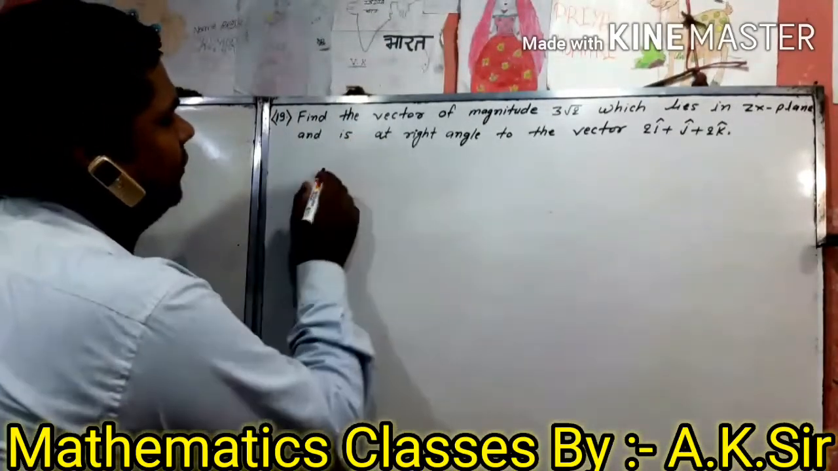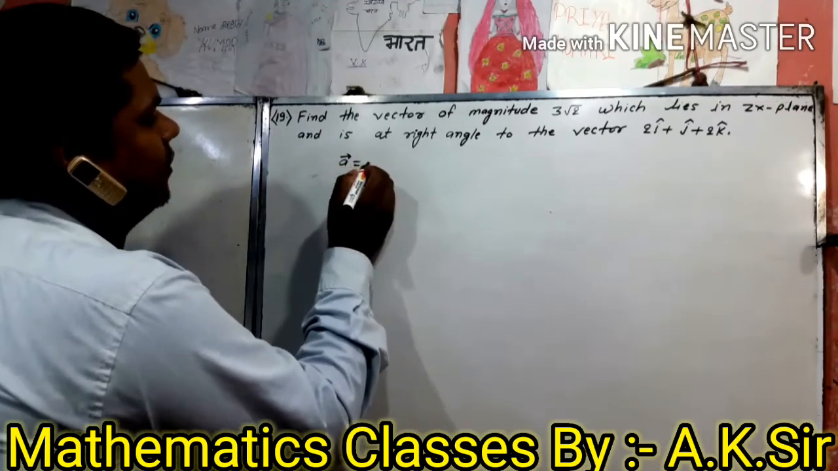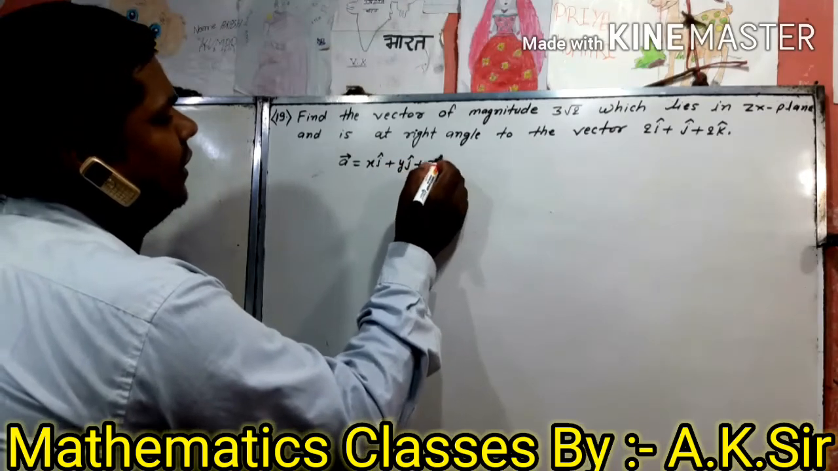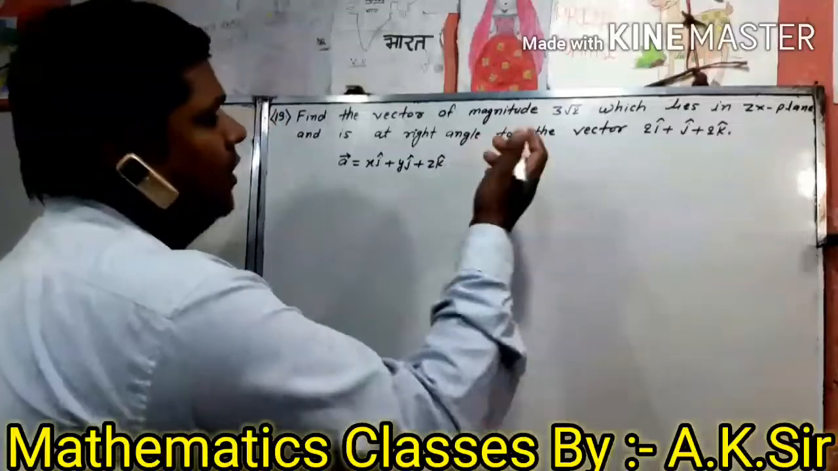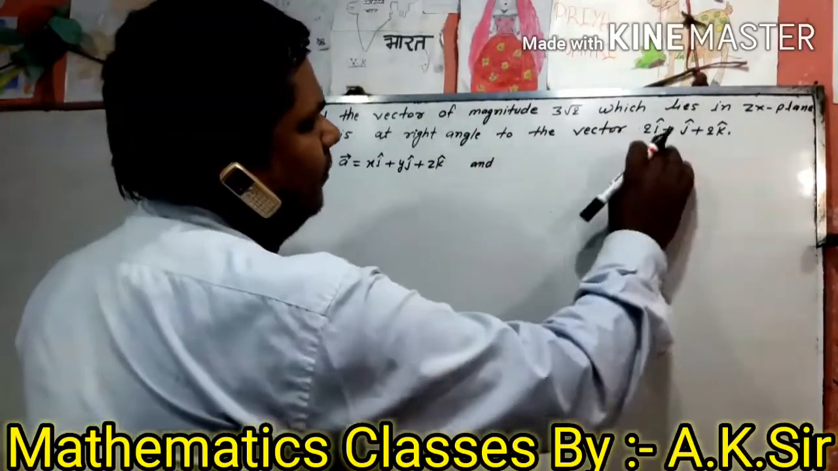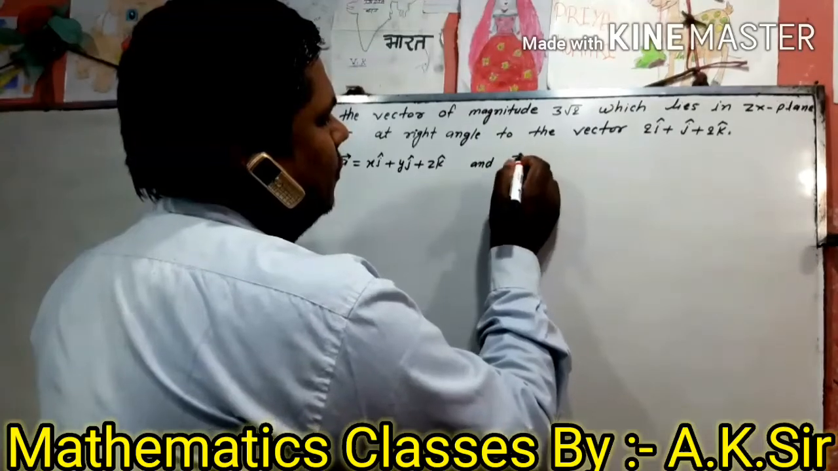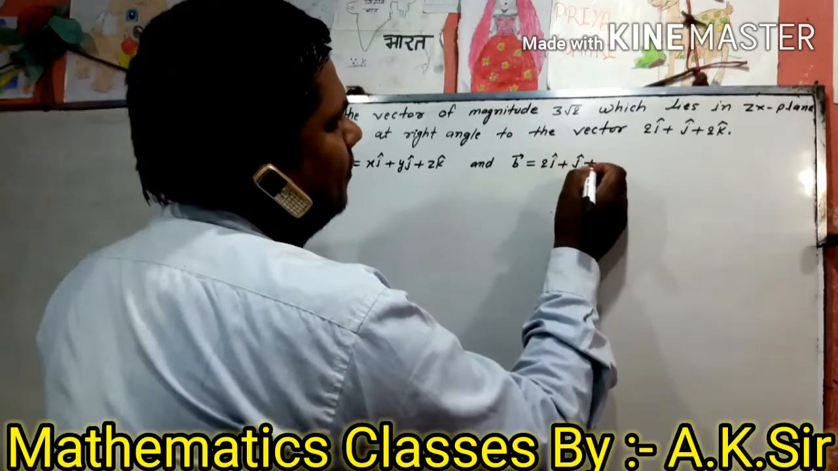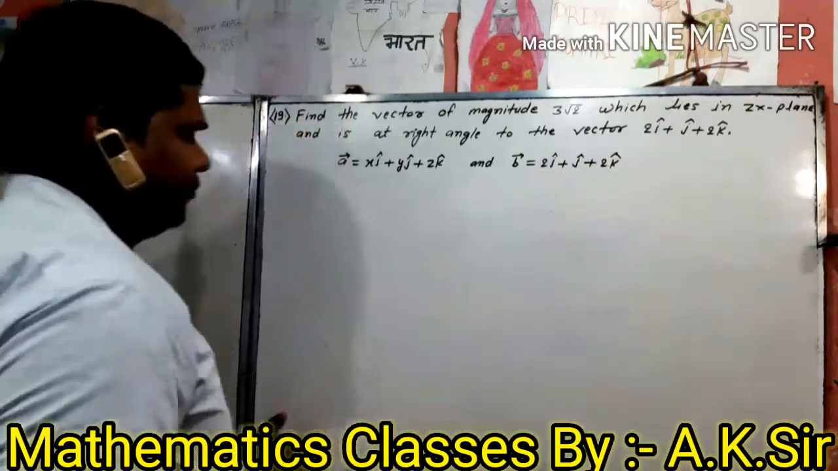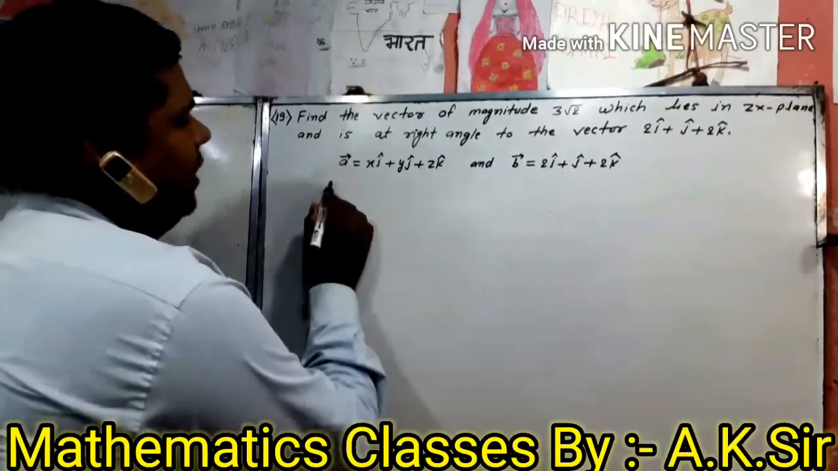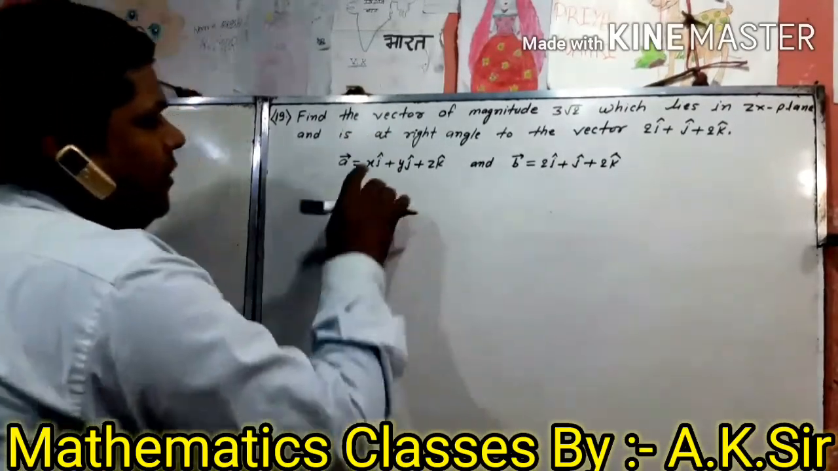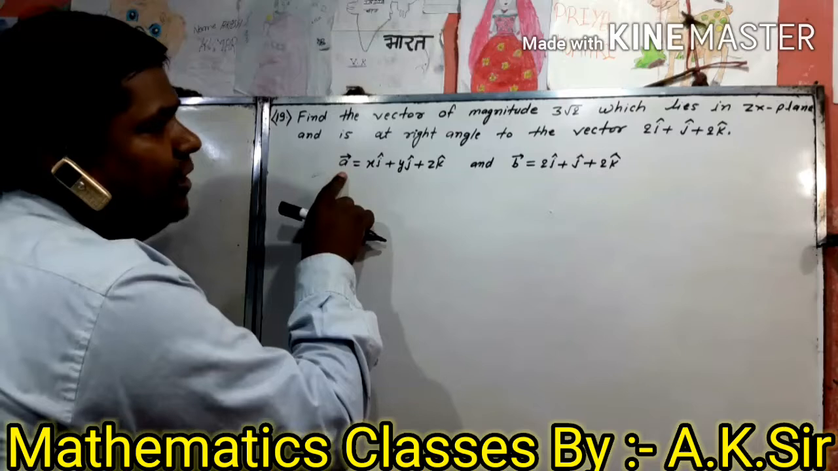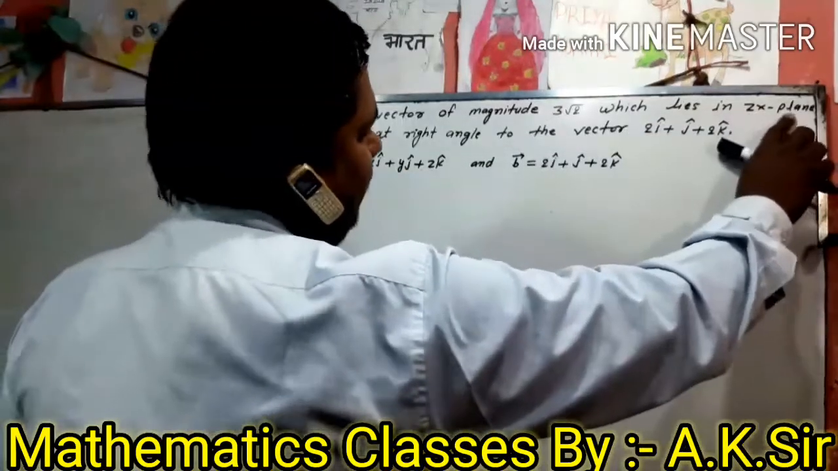Let the required vector be a vector equal to xi cap plus yj cap plus zk cap, and the given vector is b vector. So we can write b vector is equal to 2i cap plus j cap plus 2k cap. The finding vector A is xi cap plus yj cap plus zk cap. This means the a vector lies in the zx plane.